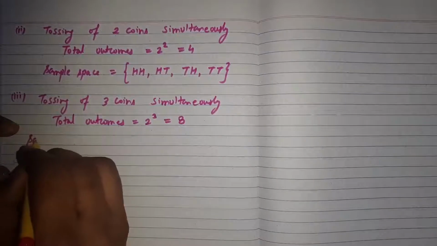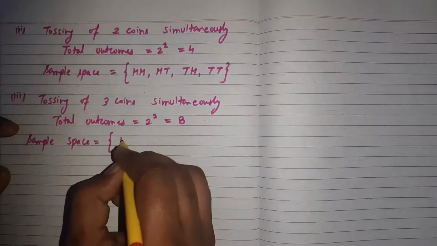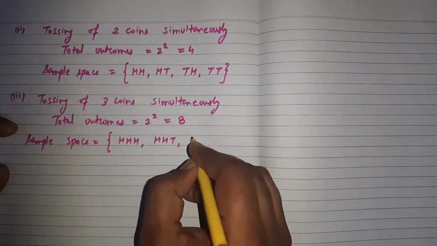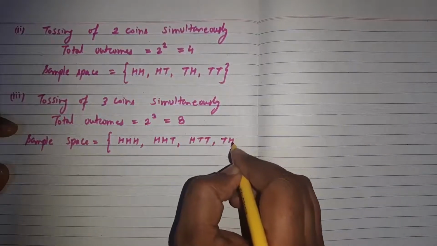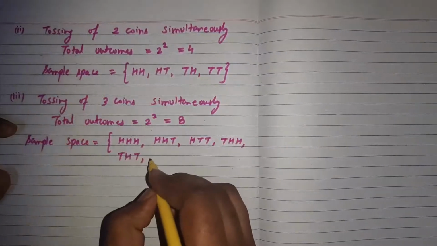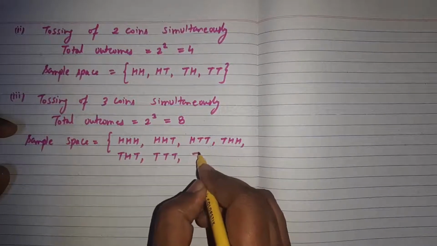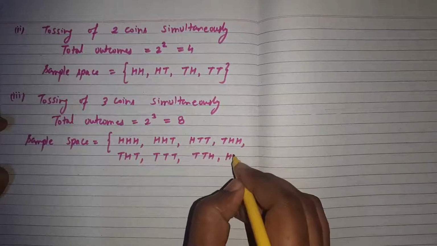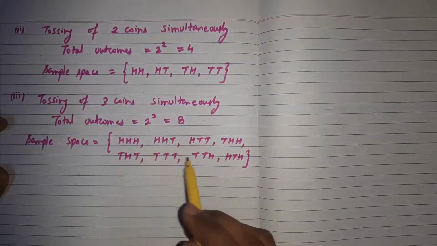And the sample space is equal to: head head head, head head tail, head tail head, head tail tail, tail head head, tail head tail, tail tail head, and the last one tail tail tail. 8 outcomes: 1, 2, 3, 4, 5, 6, 7 and 8.